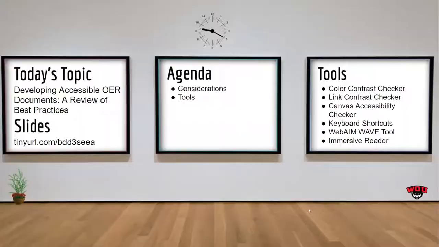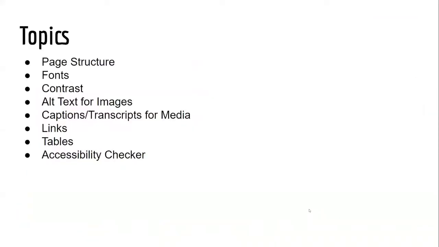All right, so some of the popular topics in accessibility when developing an OER resource are basically making sure the pages are laid out properly, so the page structure is observed properly, like the fonts are accessible. There is enough contrast in pages and in fonts. There are alternate texts for images. There are captions or transcripts for media. The links are presented in an accessible way. The tables are accessible. And we're going to just be reviewing these topics today.